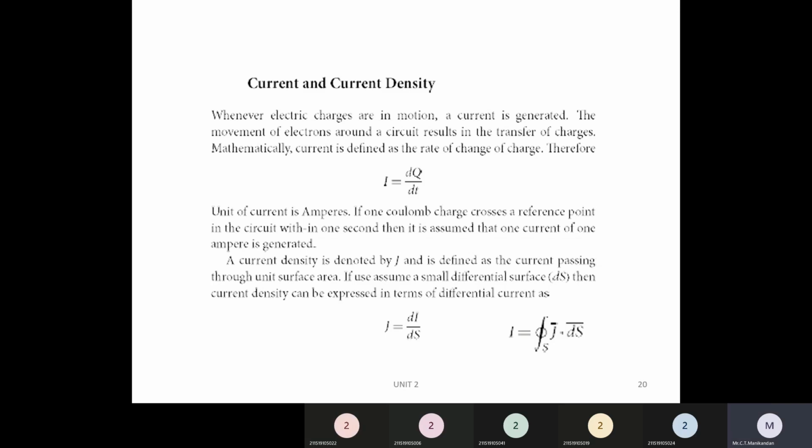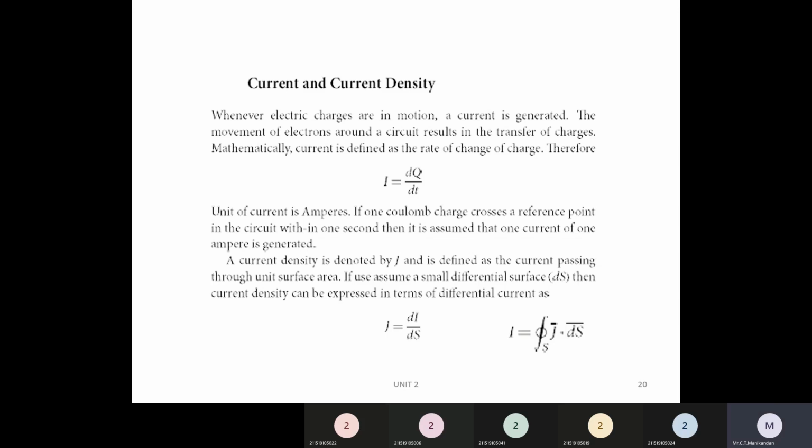So with the depth concept of current, we can have that statement. If 1 coulomb charge crosses the reference point in the circuit within 1 second, then it is assumed that a current of 1 ampere is generated. That is the depth point of the current statement. Simply we are saying that it's a ratio of dq by dt, the rate of change of charge.